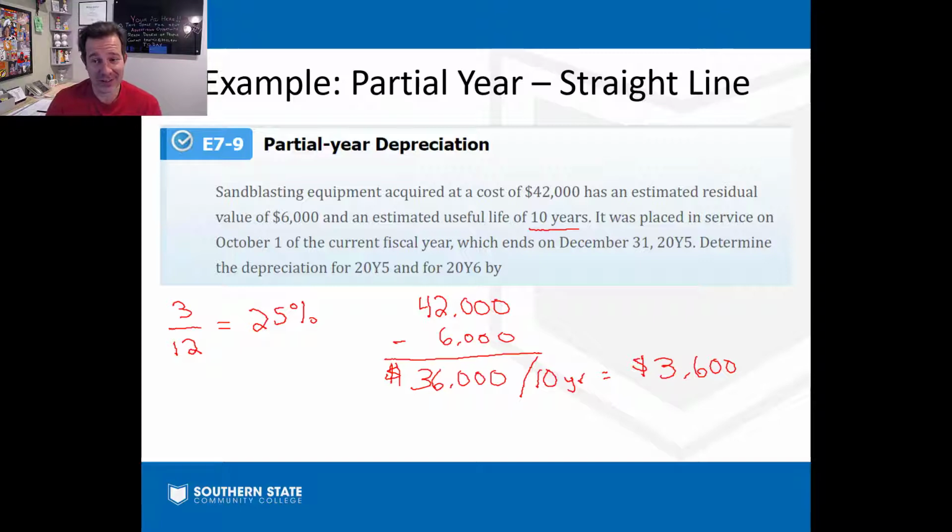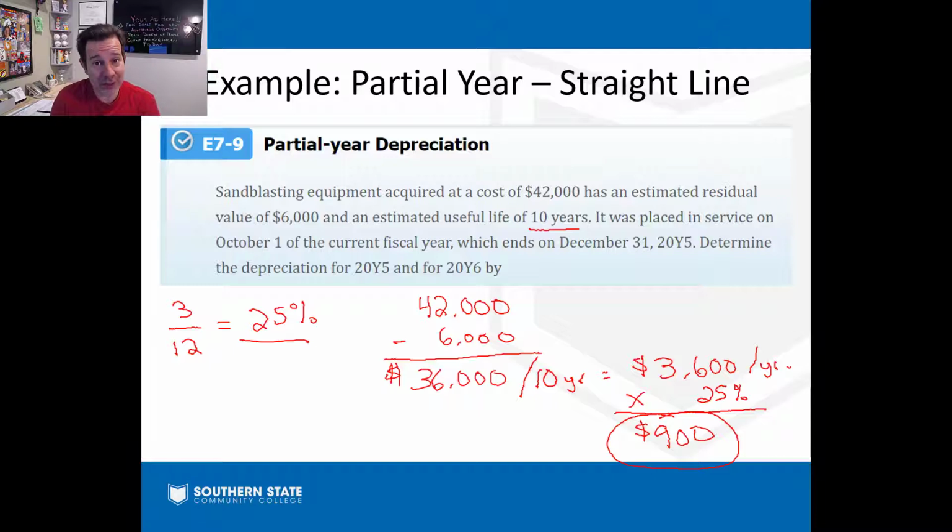$3,600 a year. That will be what we depreciate in year 2. Not in year 1, because we didn't have it for the entire year. We only had it for 25% of the year. So you see where I'm going with it. I'm going to take that yearly amount of 3,600, and I'm going to multiply it by 25%, which ought to be 900. So in year one, my depreciation would be 900 bucks, and 20Y5 would be 900.